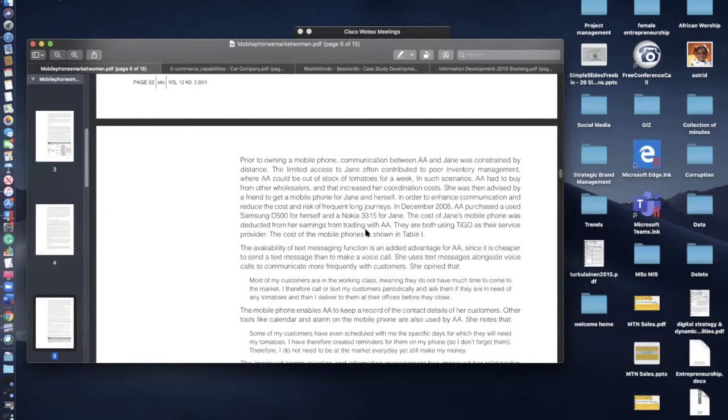Number three, even this statement that she has made here, most of my customers, this particular statement we can all read here. What we can see is that AA even establishes some internal validity within this particular case. First of all, she points out that her customers are working class, number one. And then she explained that what I mean by working class is that they don't have much time. So I have to deal with them by calls and text messages. So the premise of the business relationship here is that this type of customers are busy people. So because they are busy people, I have to take the business to them.